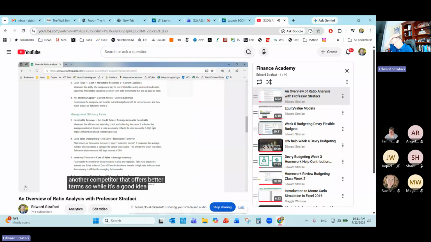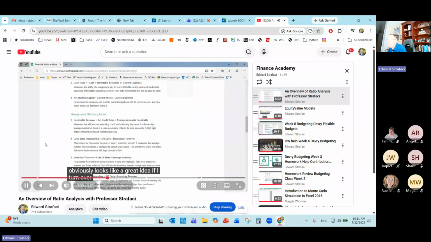So while it's a good idea, you also want to be able to sit down with each of your clients and decide if it's the best idea to push them for another 10 days or 15 days to make those numbers look better. Another one would be inventory turnover. Obviously, it looks like a great idea if I turn over inventory quicker.